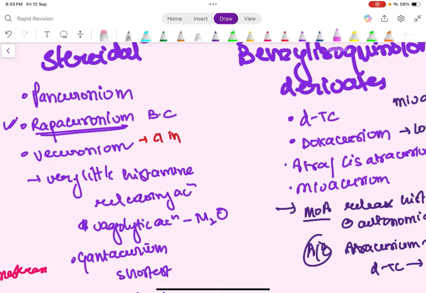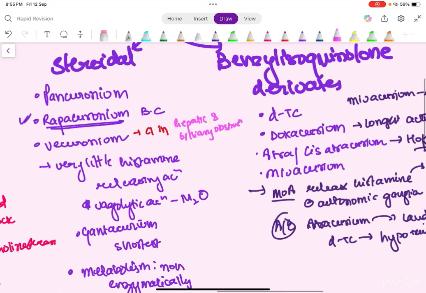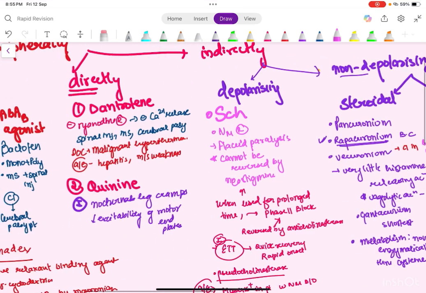Okay, and this thing also, this vecuronium is contraindicated in, yeah, this you need to know, hepatic and biliary obstruction. Okay, so all of this is important for the skeletal muscle relaxants.